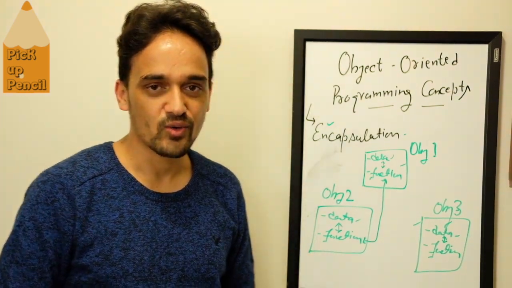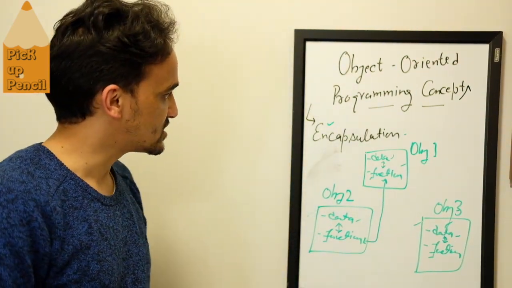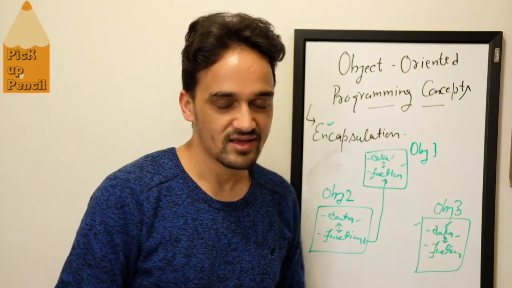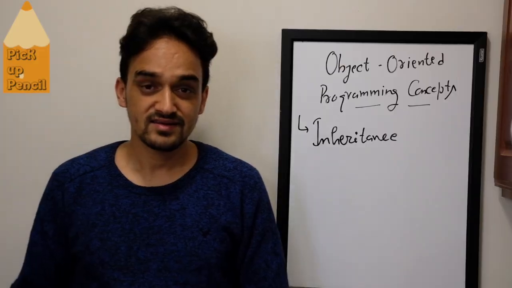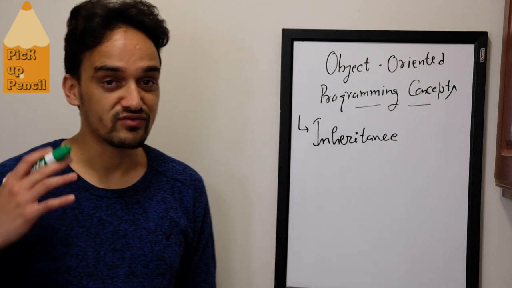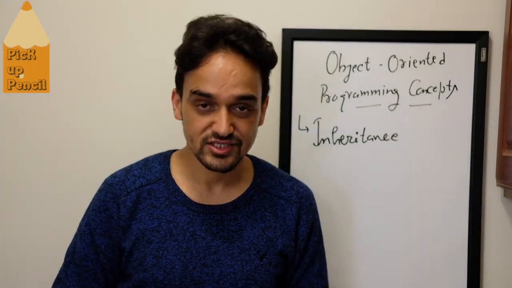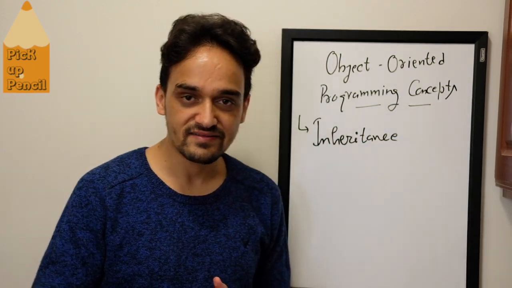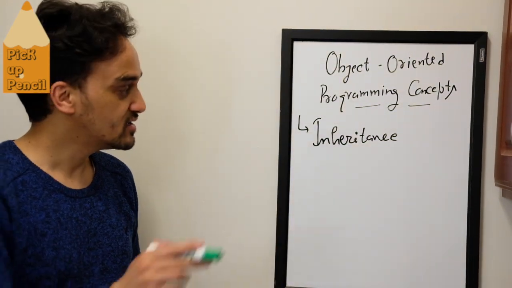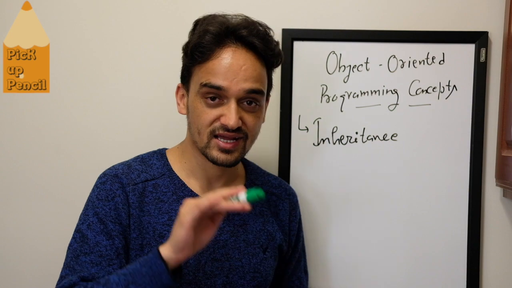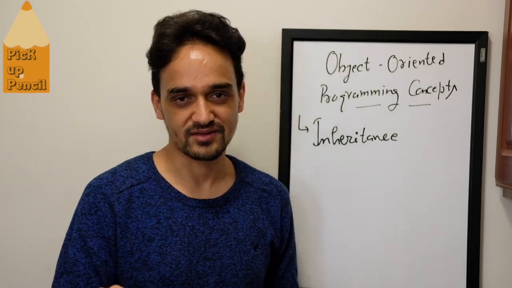Next, the third object-oriented programming concept we are going to learn is inheritance. Inheritance is one of the very important concepts of object-oriented programming, and when you start developing your code, believe me, you will be using inheritance at every step of your programming.